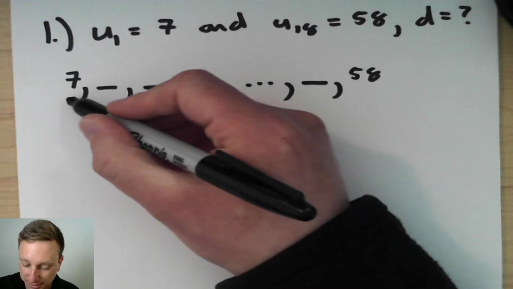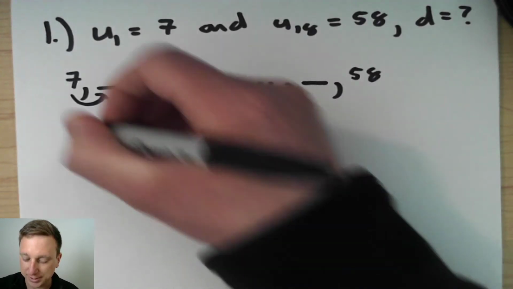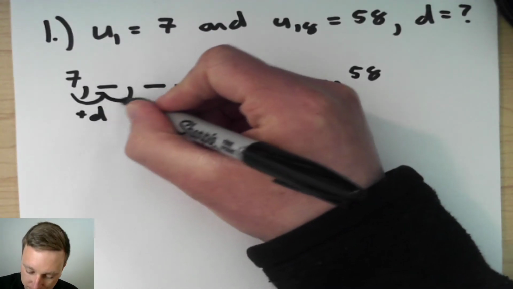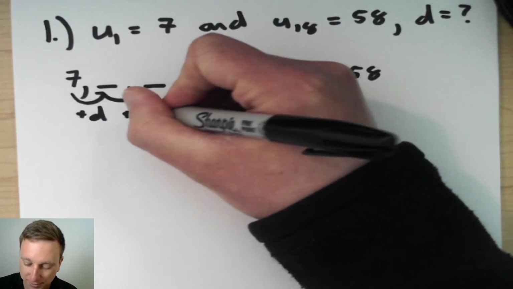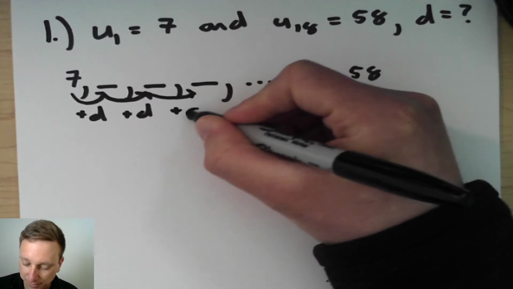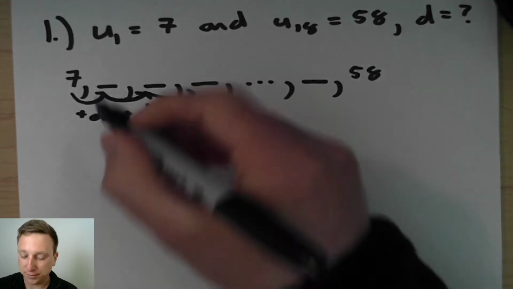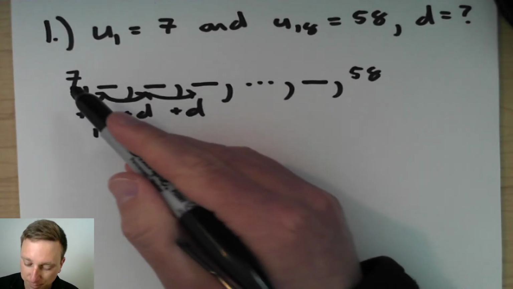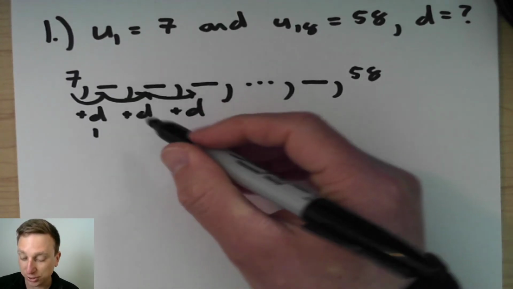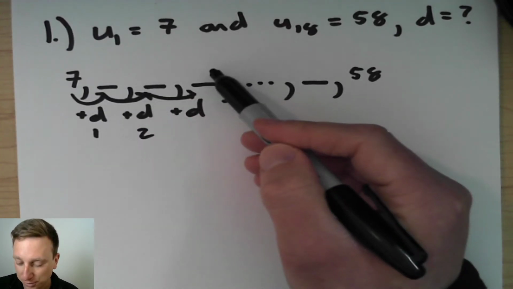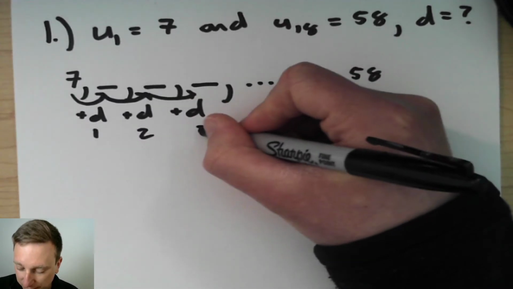So to get from 7, the first term, to the second term, I add my difference one time. To get to the next term, I add my difference again. To get to the fourth term now, I add my difference again. So to get from my first term to my second term, I add the difference once. To get from the first term to the third term, I add the difference 2 times. To get from the first term to the fourth term, I add the difference 3 times.